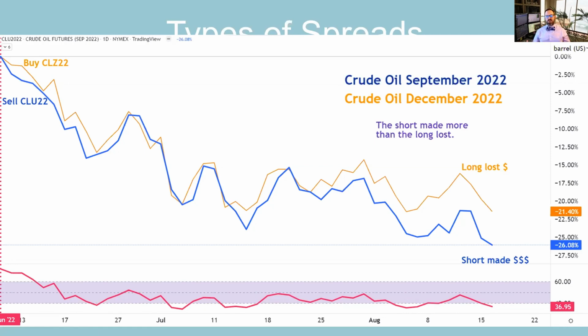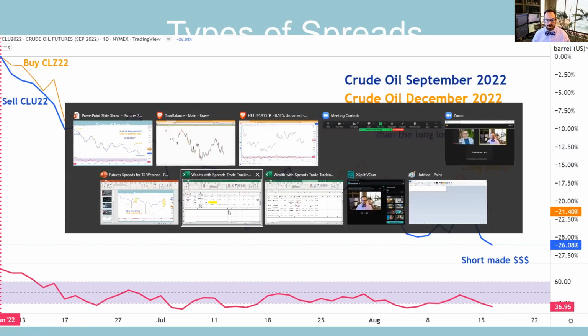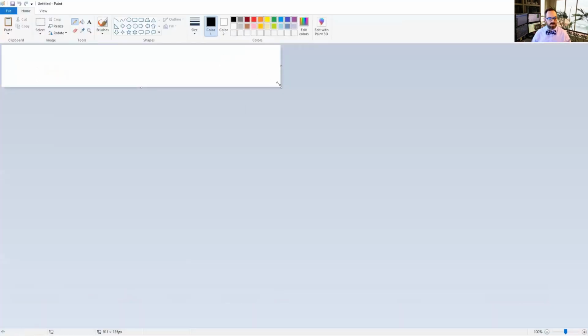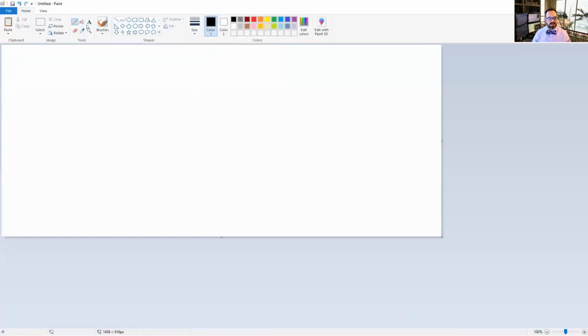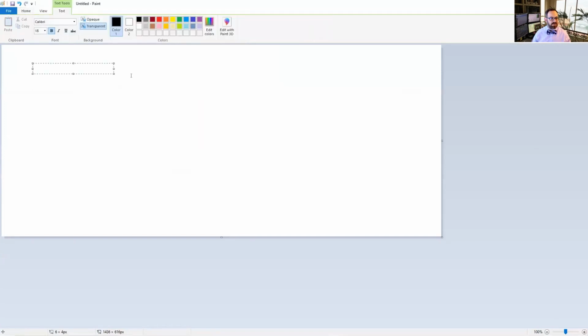If you're not familiar with those terms, contango, I'll do this. I don't know if I have it open right now. No, I do. I'm going to go to Paint for fun here. And basically, we have a couple of terms that you need to be familiar with when it comes to spread trading. One is contango. Okay, and let me see if I can enlarge this. Come on. There we go.